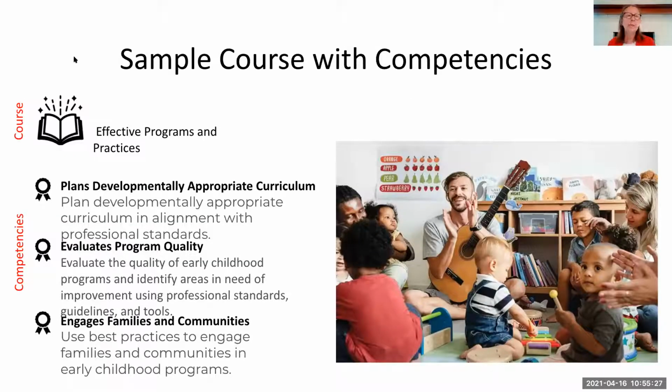So here's one example of a course, Effective Programs and Practices, lined up with plans developmentally appropriate curriculum, evaluates program quality, and engages family and communities.